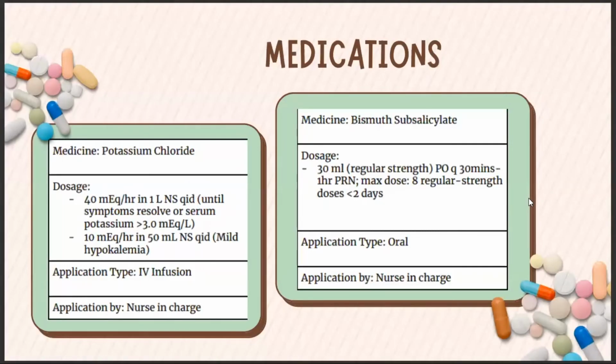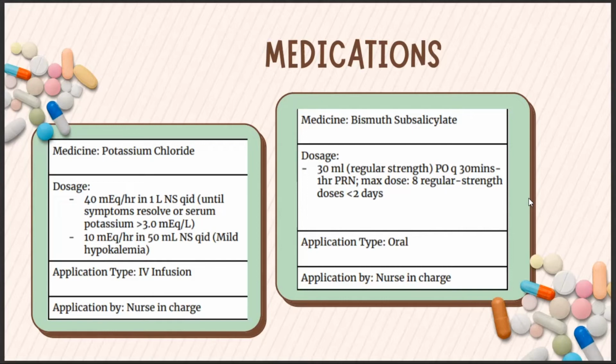The doctor ordered an IV infusion of potassium chloride 40 milliequivalents per hour, diluted in 1 liter of normal saline 4 times a day, or until symptoms resolve or serum potassium level is greater than 3.0 milliequivalents per liter. If the serum potassium level rises to 3.0, the patient's dose is lowered to 10 milliequivalents of potassium chloride per hour in 50 ml normal saline 4 times a day.